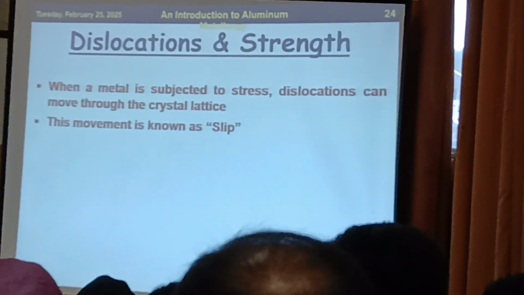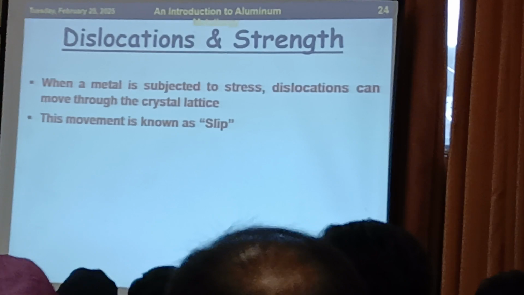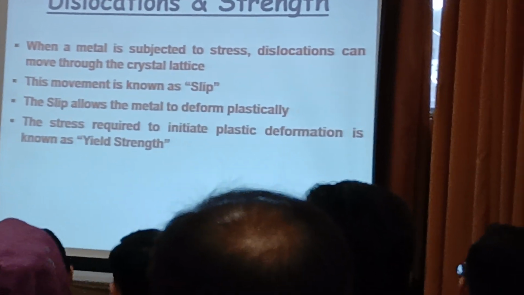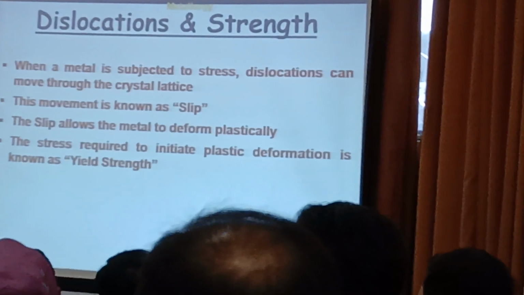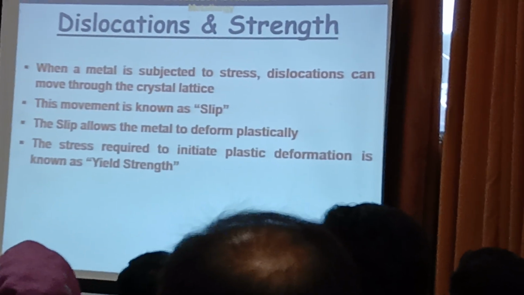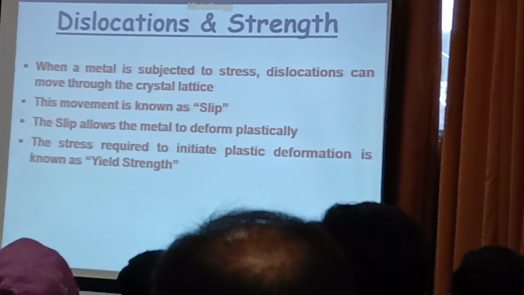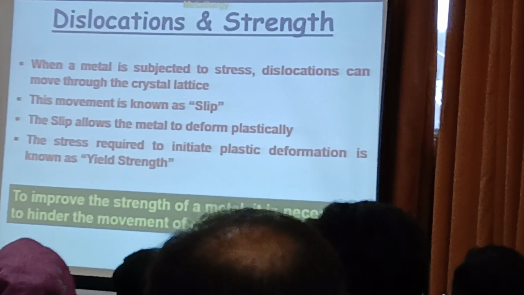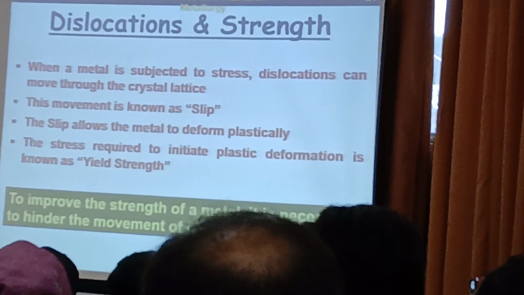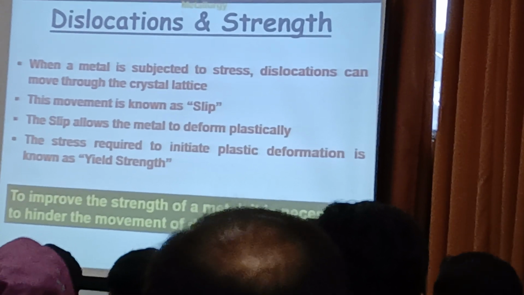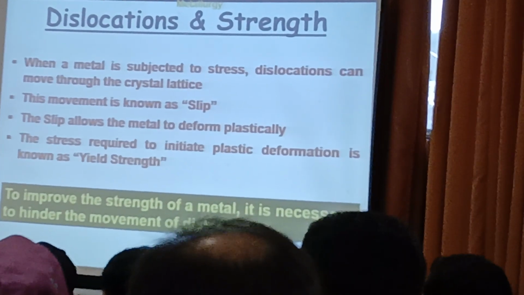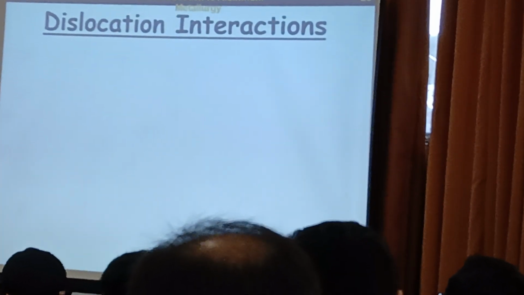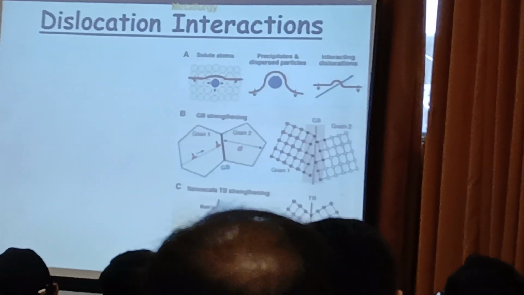When metal is subjected to stress, dislocations can move through the crystal lattice, and this movement is known as slip. The slip allows the metal to deform plastically, and the stress required for the plastic deformation is known as yield strength. It is simple. In order to improve the strength of the metal, it is necessary to hinder the dislocation movement. When it is hindered, the strength increases. Otherwise, it becomes like a ductile metal.